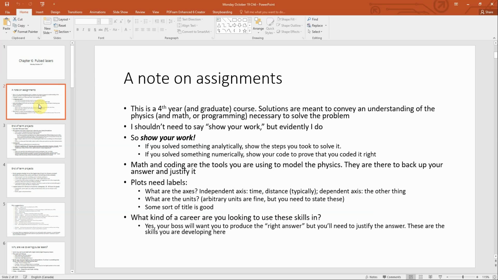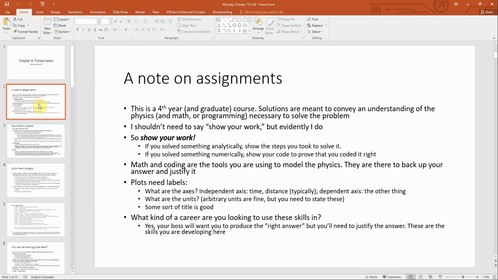So yeah, math and coding are just the tools that we're using to model physics. They're there to back up your answer and justify it. In particular, for the differential equation that we had for the population, there was an analytic solution for that, and I'm sure you guys could see that on Wikipedia.